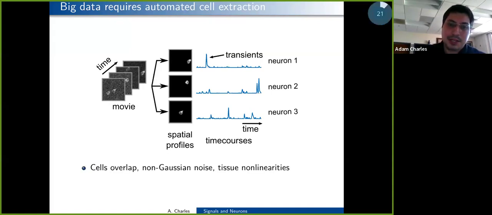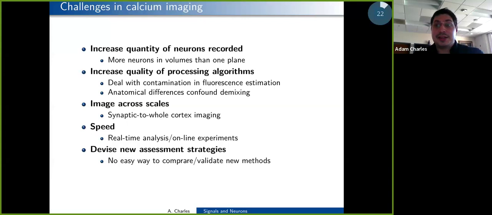So there's a lot that we want to do with fluorescence imaging. We want to increase the quantity of the neurons that we record. We want to see more of the brain in order to understand the computation in a more complete way. We want to increase the quality of the processing algorithms. We want to image across different scales, right? There's rich information at really multiple scales in the brain.